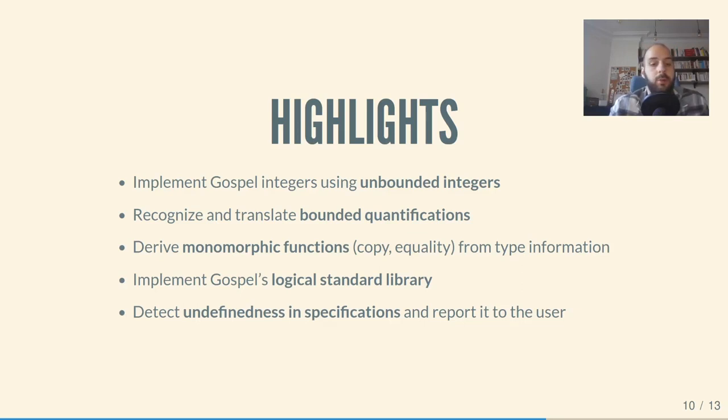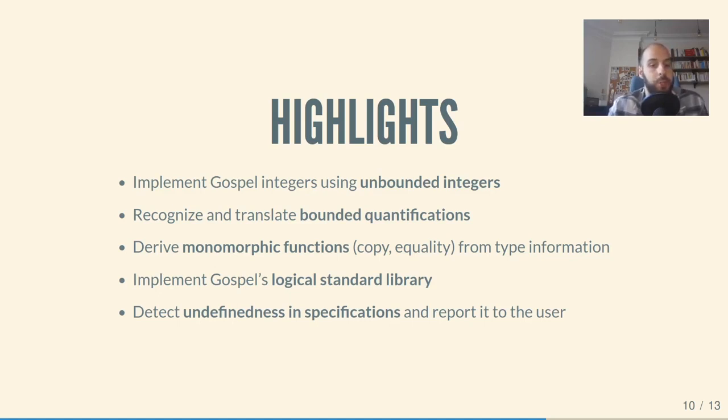Gospel has a rich logical standard library with data structures such as sets, bags, sequences, or maps, etc. So Ortac's runtime contains implementations of these, but we also again have to generate monomorphic functions from type information. For instance, if you're trying to implement a set in an efficient way, you would need a total order of the elements. So we use the type information to derive that when possible.